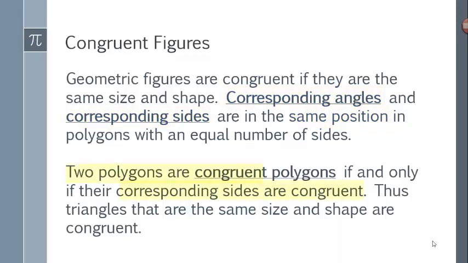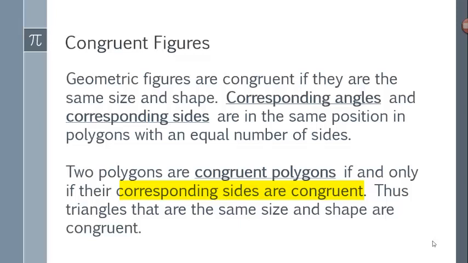Two polygons are congruent polygons if and only if their corresponding sides are congruent. Thus, triangles that are the same size and shape are congruent. Now, please notice that this says if their corresponding sides are congruent, then the polygons are congruent. It doesn't say anything about their angles.